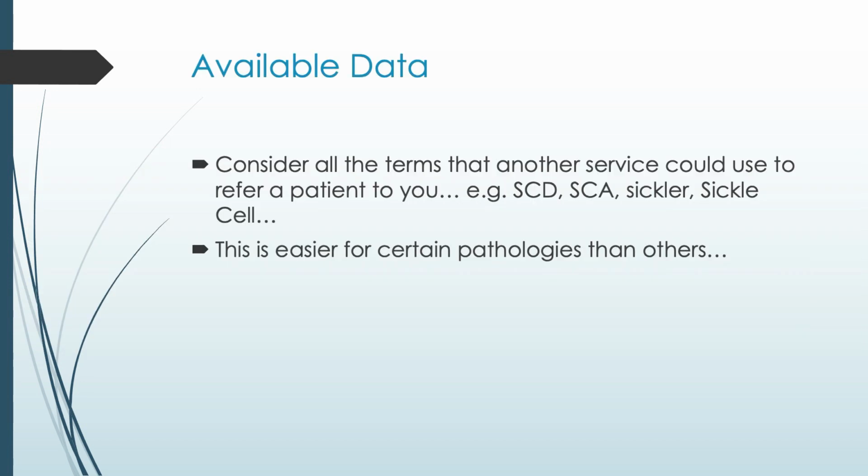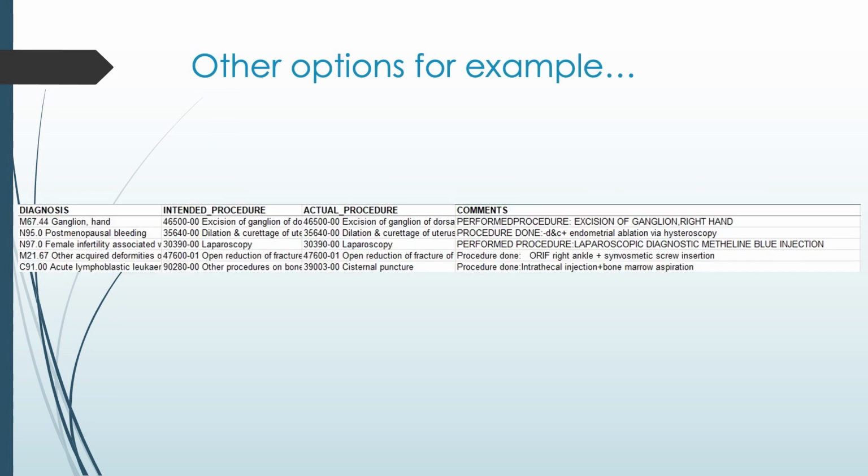If you're going to do this, consider all the terms another service would use to refer a patient to you. For example, for sickle cell disease, they might write SCD, sickle cell, SCA, sickle anemia, or sickler. This is obviously easier for certain pathologies than for others. Again, you need to become familiar with your practice and what you do.